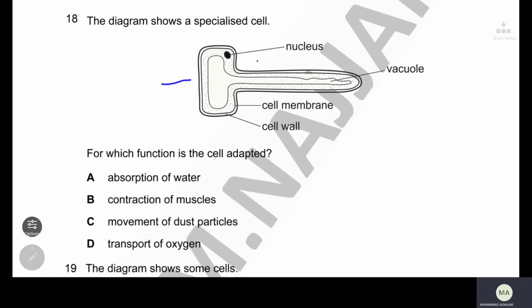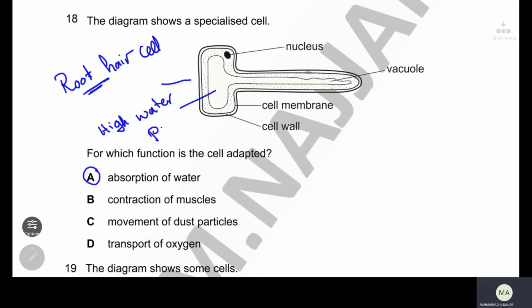Yes, I can hear that you are saying it's a root hair cell. This is a root hair cell. So the root hair cell is specialized for absorption of water. Why? Because the vacuole is concentrated, so that inside there is a high water potential.